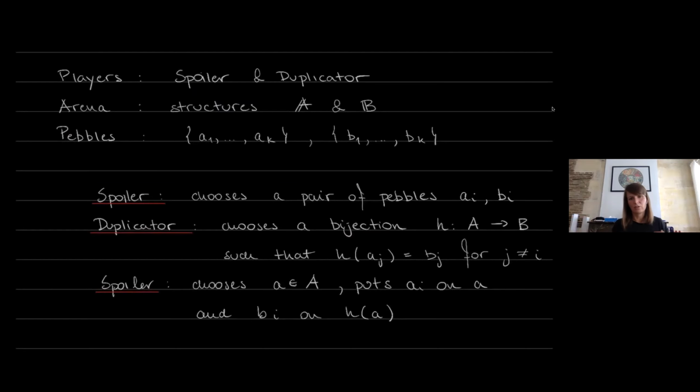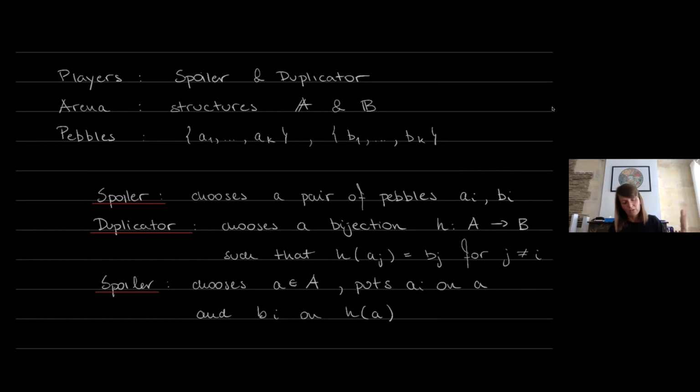So assuming that duplicator does not lose immediately, he chooses a bijection between the elements of the structures, such that for some pairs of pebbles that are already on the structures, the A pebbles on the structure A and the B pebbles on the structure B, for those pebbles which are not this chosen pair AI, BI, this bijection has to agree: H of AJ has to be BJ for anything that is already put on the structures.